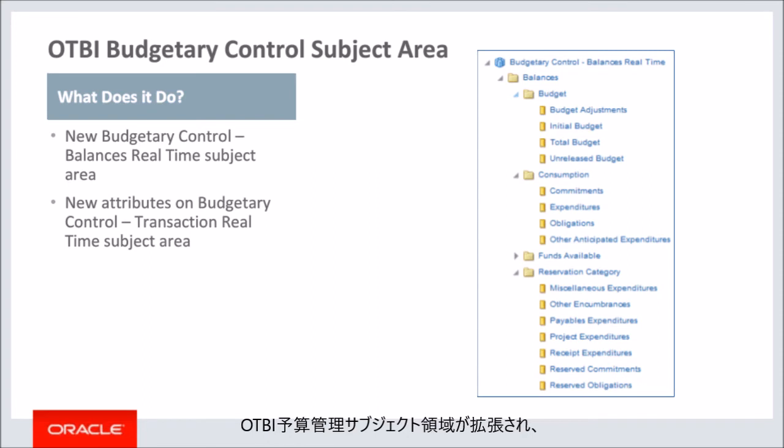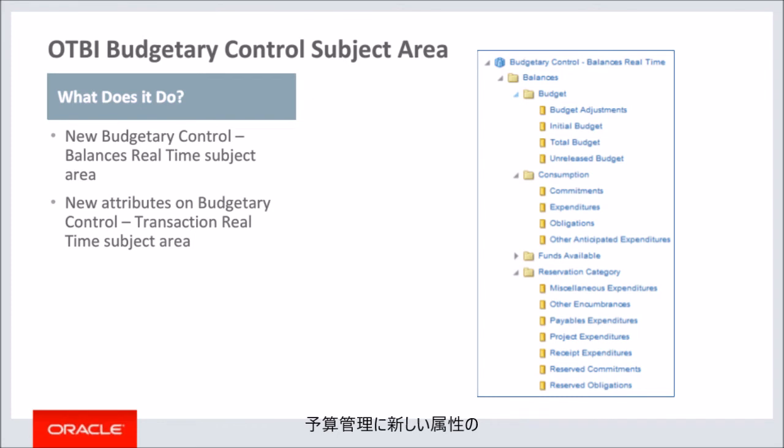OTBI budgetary control subject areas have been expanded to include the new budgetary control balances real-time subject area. Create custom reports on detailed balance information such as funds available balance, initial, adjusted, and unreleased budget amounts, consumption balance amounts, and even the detailed reservation categories balance amounts.